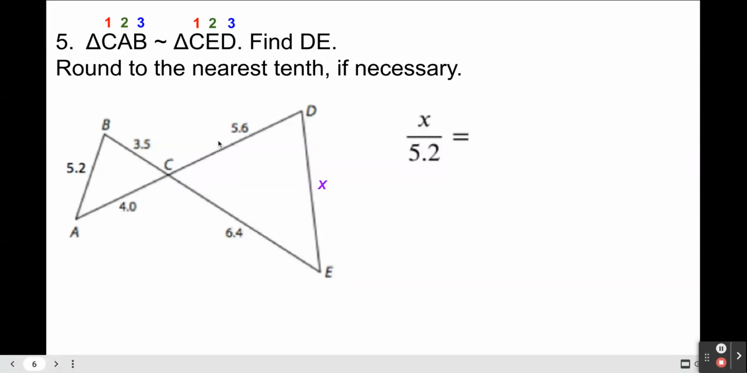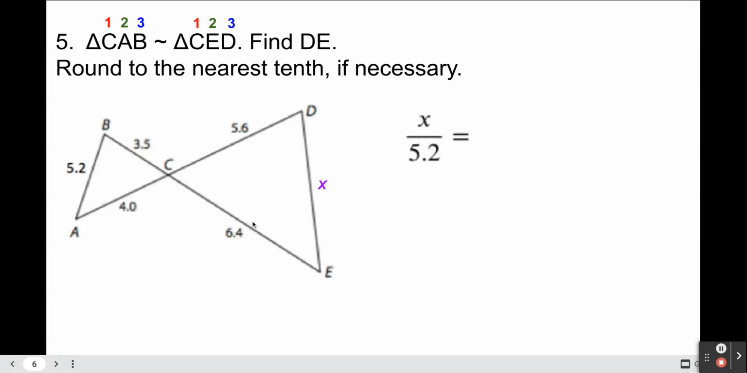Now notice we have several numbers to select from. It doesn't matter which ones you pick, but once you pick your first one, you have to choose the corresponding side. So let's say, for example, we pick CD. CD is the 1, 3. So over here, we would have to correspond with CB, which is this side here, 3.5. You could have even chosen the CE side. If you choose that, you'll have to pick the corresponding side.